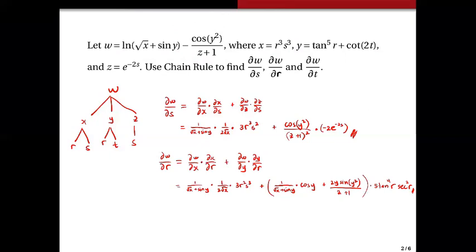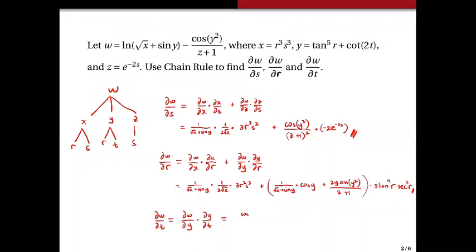Okay? Lastly, we want partial w with respect to t. So we only have this. So we only need this part here. Okay? So partial w with respect to y times partial y with respect to t. Okay? So partial w with respect to y, we have that already on this part. So we'll just copy it.